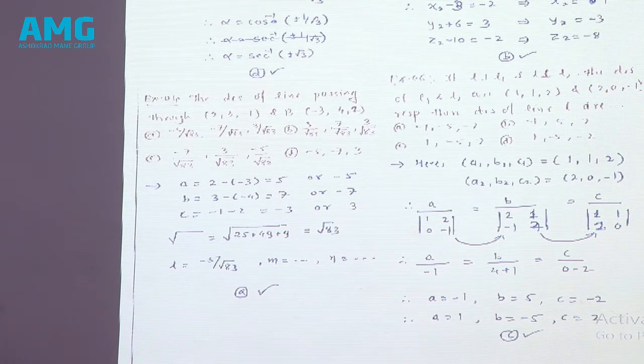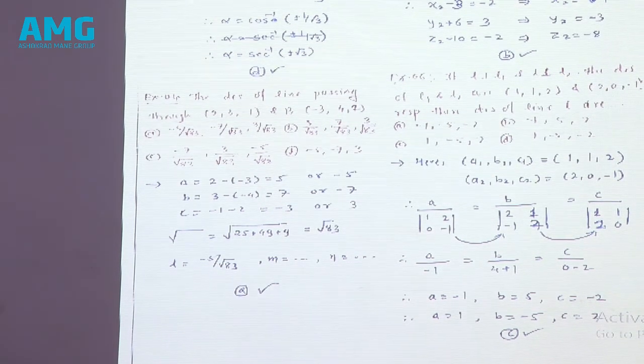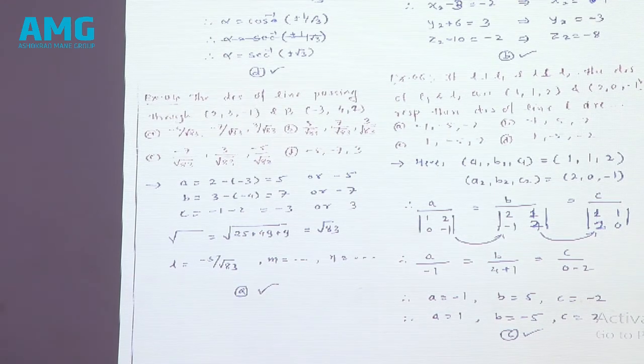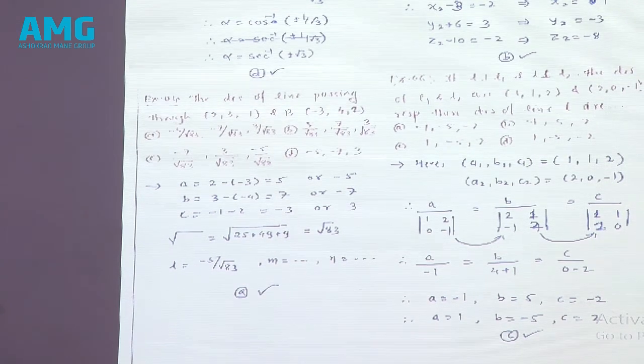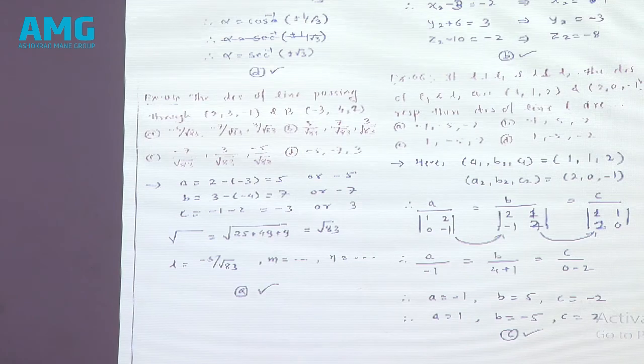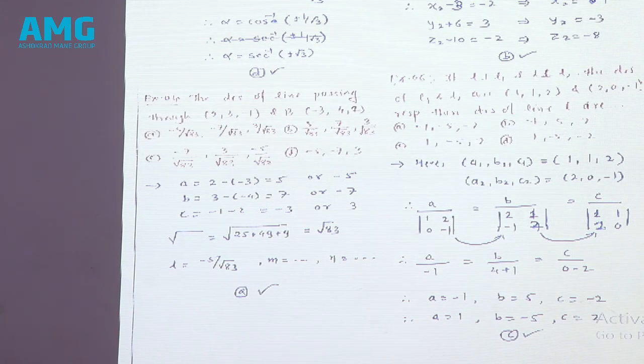Now direction cosines means our target is to find value of l, m, n. Therefore l is minus 5 upon root 83, m is minus 7 upon root 83, and n is equal to 3 upon root 83, which is present in option A. Therefore option A is the correct solution.